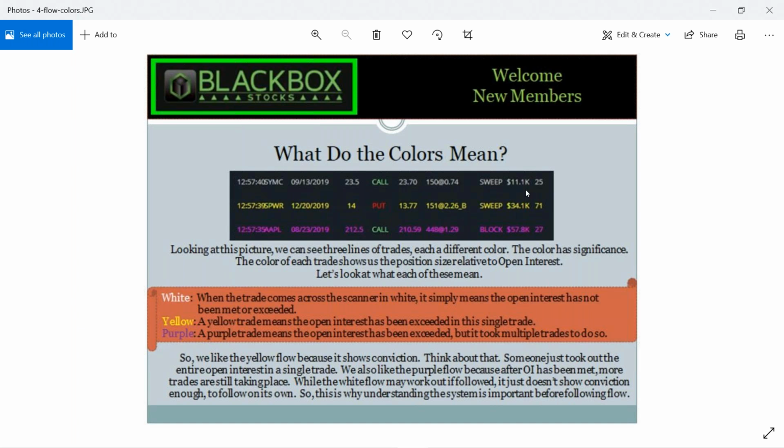So you don't want to look for just 500,000 and above. You're going to miss a lot of trades. You don't even want to look for 100,000 and above. Now, again, some people will say, yes, use that 100,000 filter.